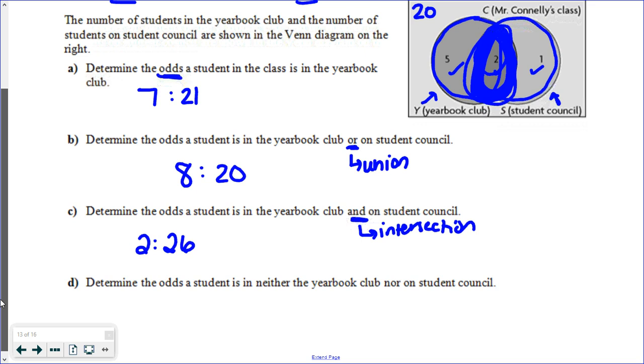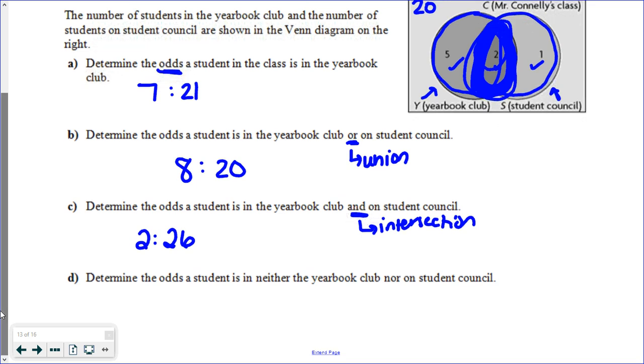Determine the odds a student is in neither the yearbook club nor on student council. So is not involved with either the yearbook club or student council. So we said there are 20 students that are, and then our unfavorable outcomes are students that are involved with either of those. So 20 to 8.